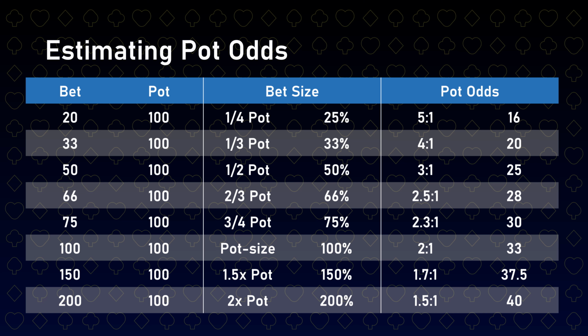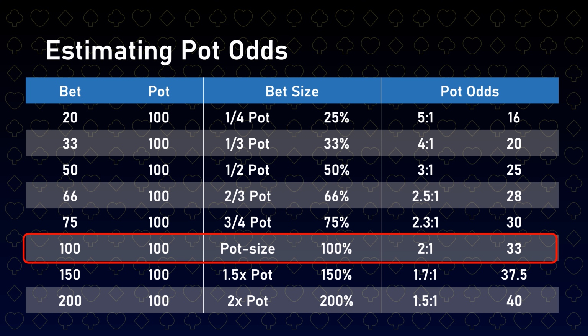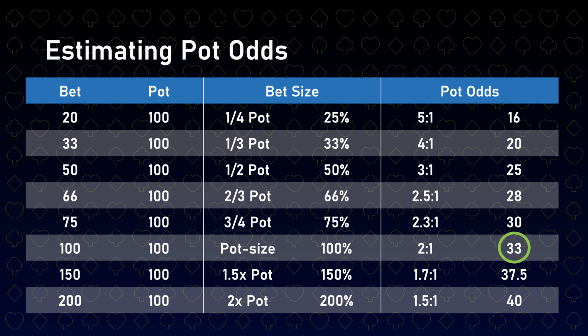Let's take the last example. We know that the bet size was 68 big blinds and the pot size was 75 big blinds. So, if we look at the table, we can see that the bet size was close to being pot sized. As we can see, this equates to 33%, which is pretty close to our calculated answer of 32%.